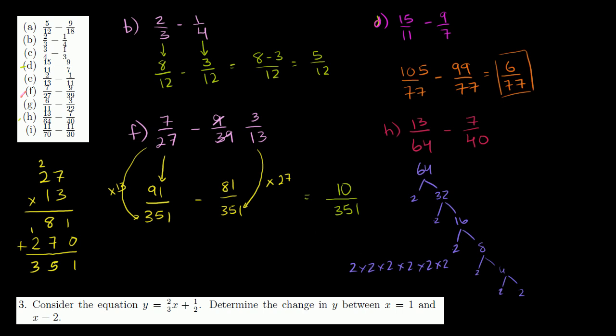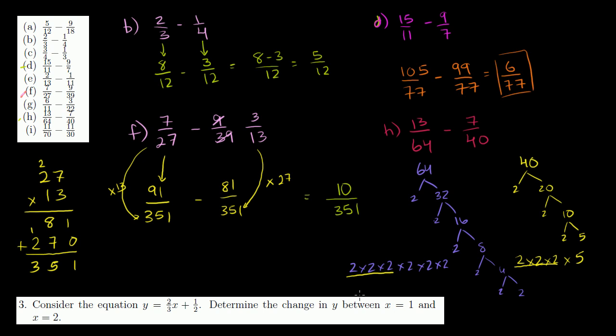That's 64. Now, 40, you do the same thing. 40, let me do that in a different color. 40 is 2 times 20, which is 2 times 10, which is 2 times 5. So 40 is 2 times 2 times 2 times 5. This is the prime factorization of 40. Now, if we compare the two, this 2 times 2 times 2 is inside of 64.